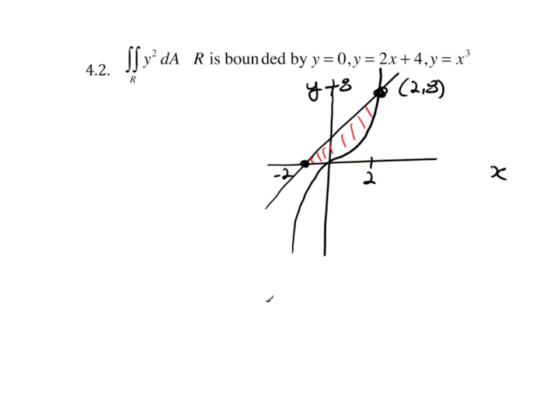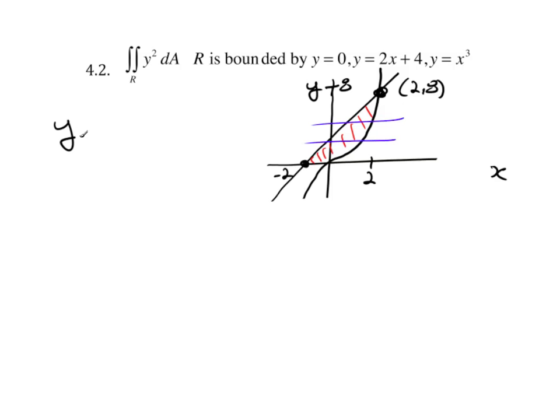Now, I could look at this as a type 1 region or a type 2 region, and I'm suggesting the type 2 is going to be easier. If I did a type 1, this is a type 1 region, and this is a separate type 1 region. I have to do two separate integrals. So I'm thinking just one type 2 region like this would work rather nicely. So I'm going to look at it going this direction as a type 2 region.